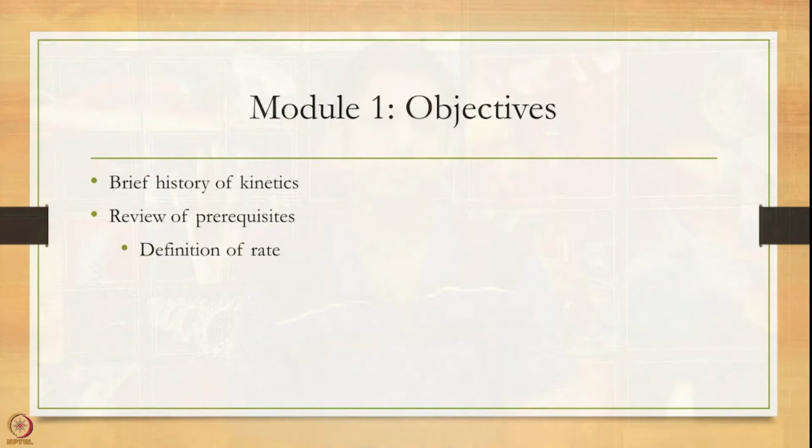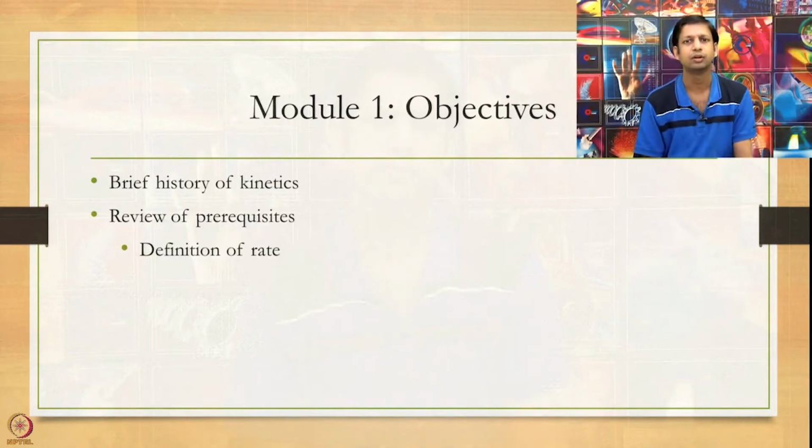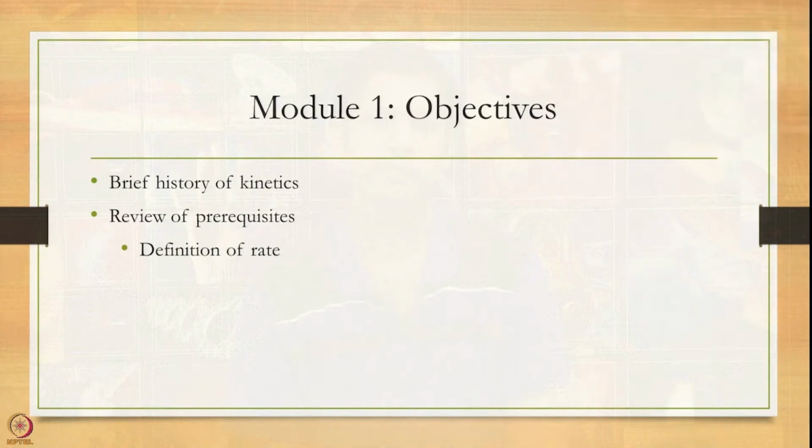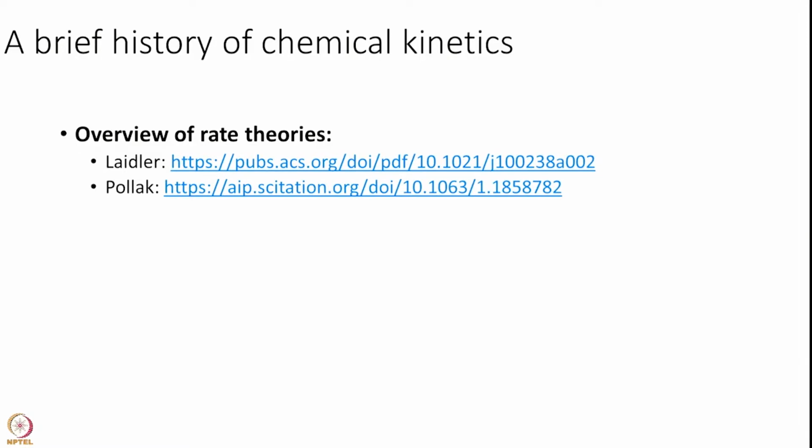So, today we will just cover very preliminaries. We will define what is rate, and before defining rate, we will also cover how all this history of kinetics came about, on whose shoulders we are standing. You can look at very good reviews on the history of chemical kinetics in these 2 very readable papers, one by Laidler, whose book we are following, and another by a giant called Pollack. These references are extra, and more interested students can go to them for extra knowledge.